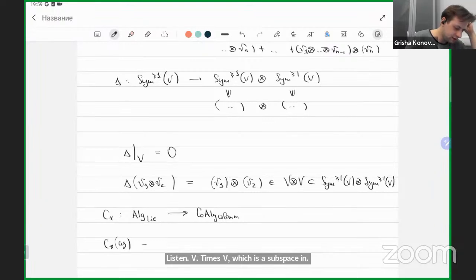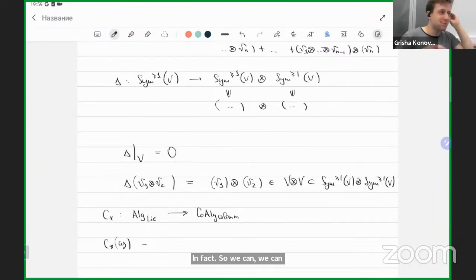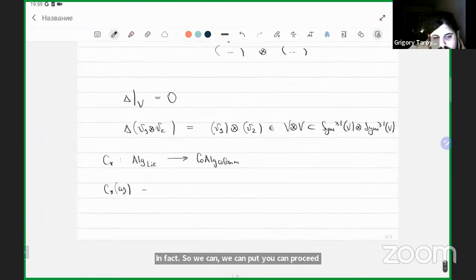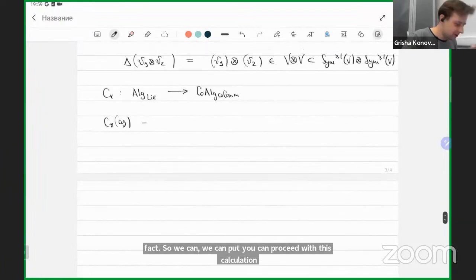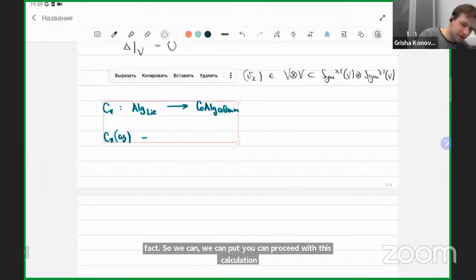And what happens next, if I apply delta to the result in one of the factors, what I will get is 0 by the previous statement, and so on. In fact, you can proceed with this calculation and do it for a word of any length. So that's why the algebra is actually kind of important.